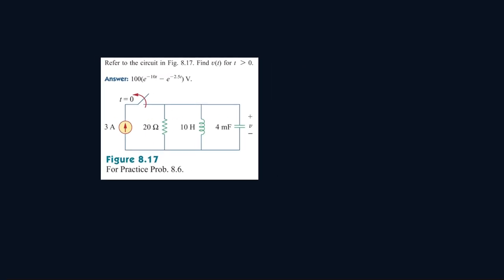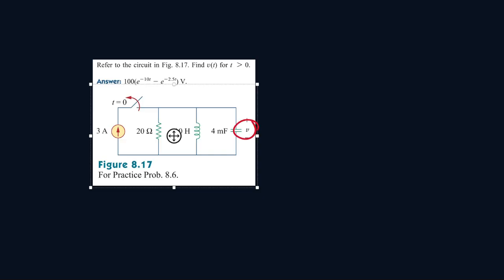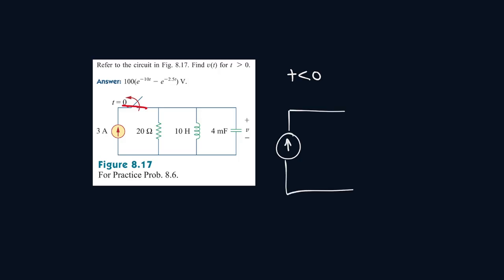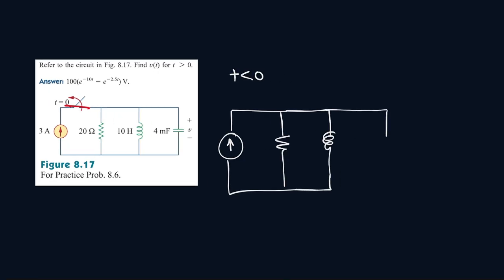Okay, so for this circuit, we have to find the voltage at this capacitor. So we're going to view the circuit when t was less than 0. So when t was less than 0, this switch was closed. So we had the following. Okay, and we're assuming that the circuit looked like this for a long time.